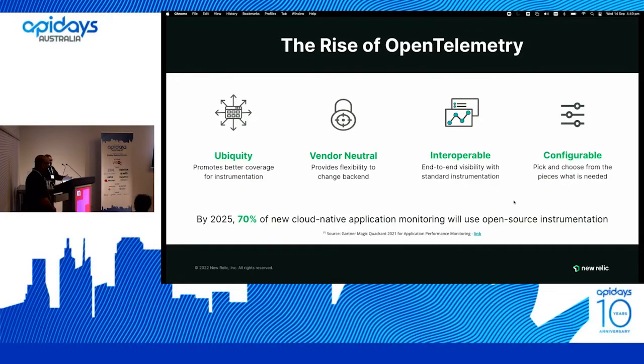And some recent surveys from Gartner indicated that by 2025, which is not that far out, 70% of cloud-native application monitoring will use open source. That's the direction organizations are going towards, this open source mentality.